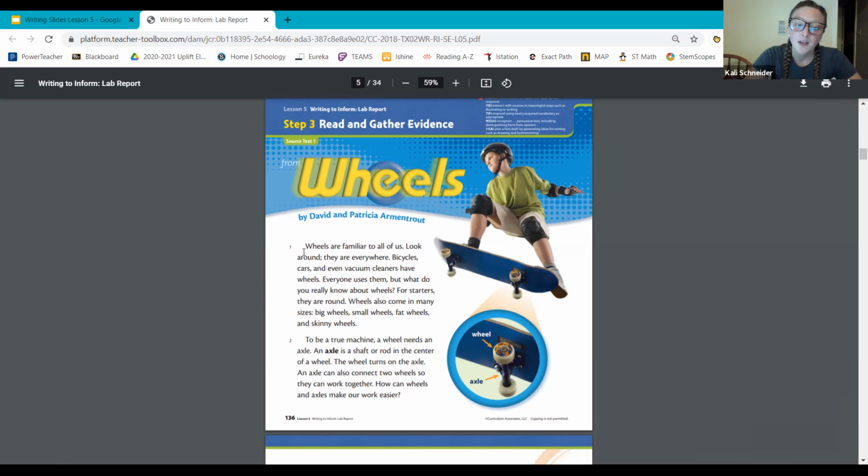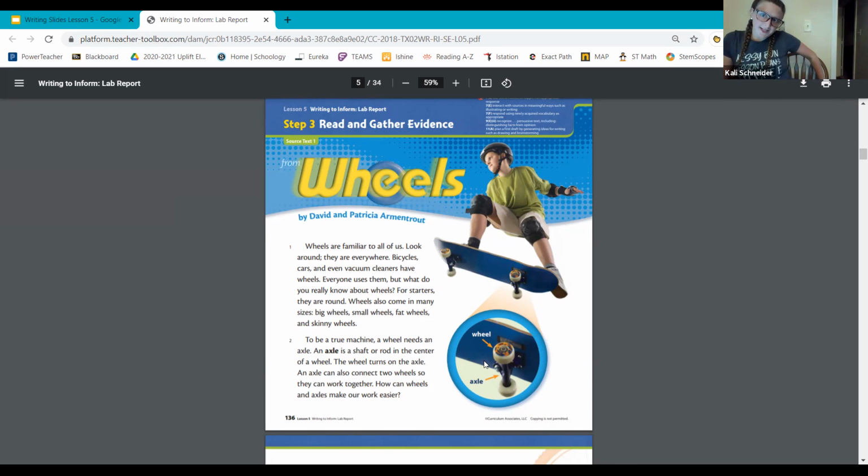Paragraph 2. To be a true machine, a wheel needs to have an axle. An axle is a shaft or rod in the center of a wheel. The wheel turns on the axle. An axle can also connect 2 wheels so that they can work together. How can wheels and axles make our work easier? So you can see here's the wheel and here's the axle. It's the bar that connects the 2 wheels together so they turn at the same time, right? So we have a wheel and an axle that connects them.